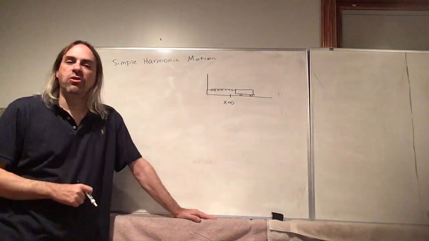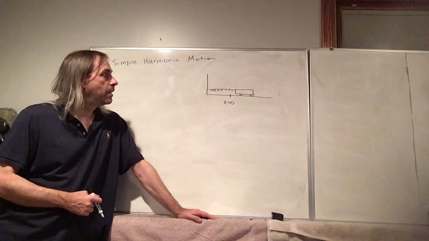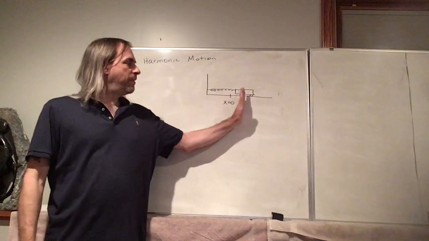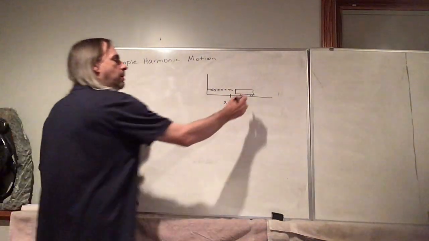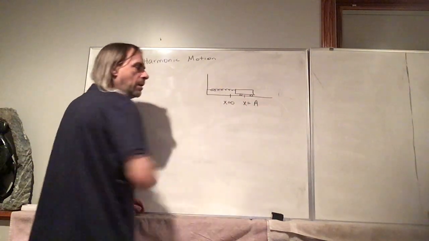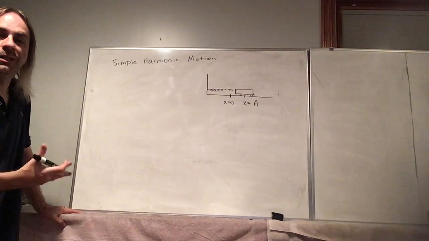and say x equals 0 is the natural length of the spring. So that'd be an equilibrium at x equals 0. And we pull this cart over, I'm going to say x equals a. We pull it over here and release it. And what's that going to do?